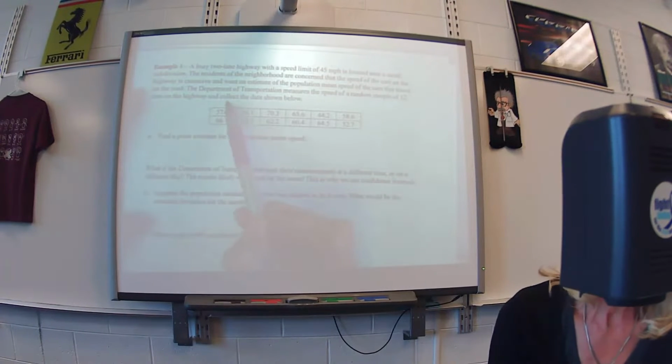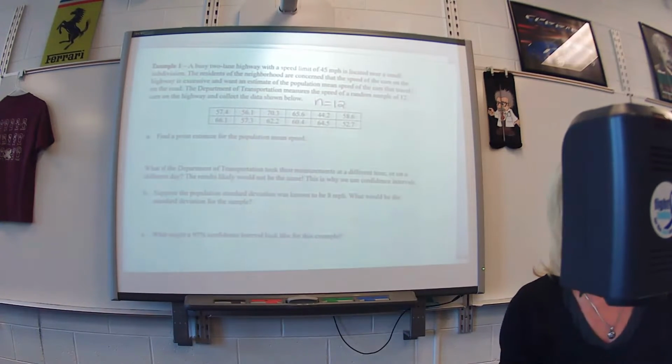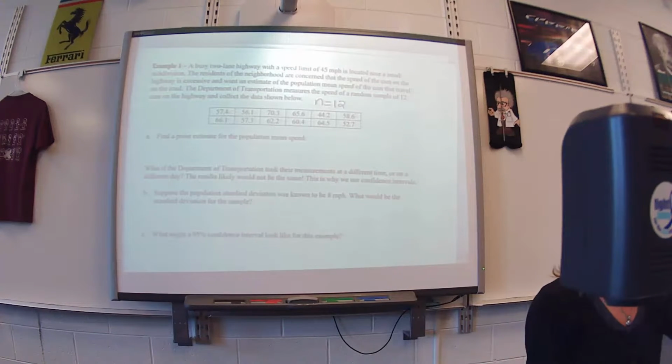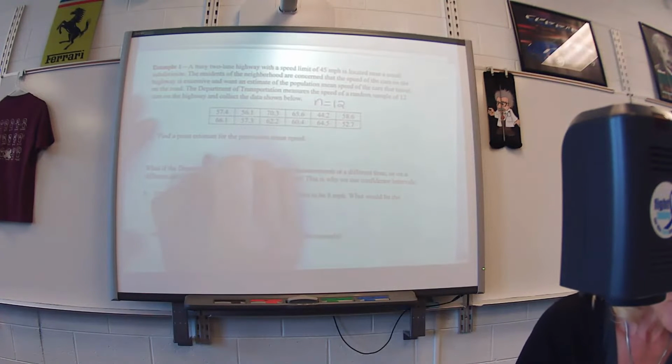So they set up one of those signs and they measure the speed of a random sample of 12 cars. So n is 12 here. They go through and do their calculations: a point estimate for the population mean. So they would calculate their x bar, and I'll help you out here. This x bar came out to be 59.617.